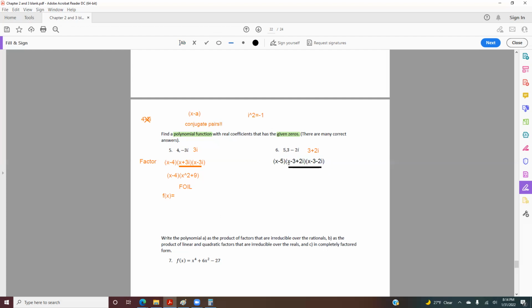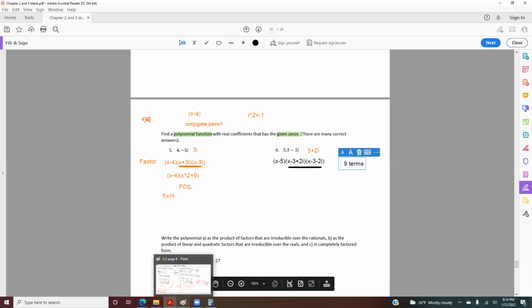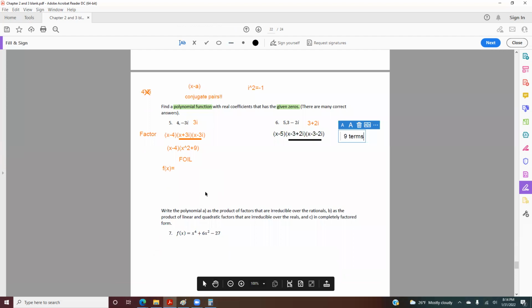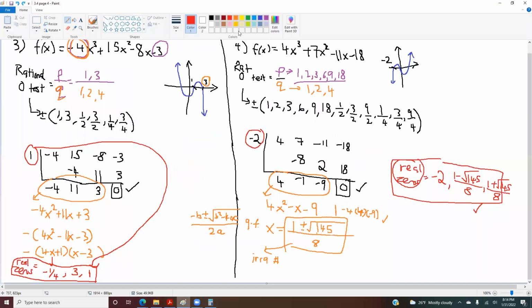This is 3 terms and this is 3 terms. So when you FOIL this, you should get 9 terms. Go ahead and FOIL it out. Once you get the 9 terms, some of the terms can be canceled. Class, this is something you guys need to do. This is on your test also.